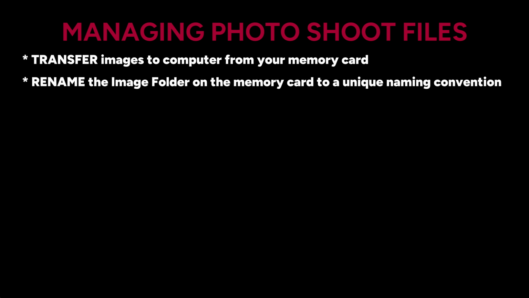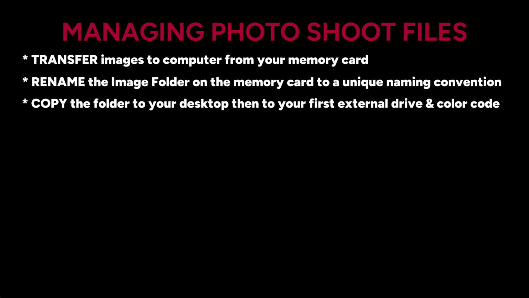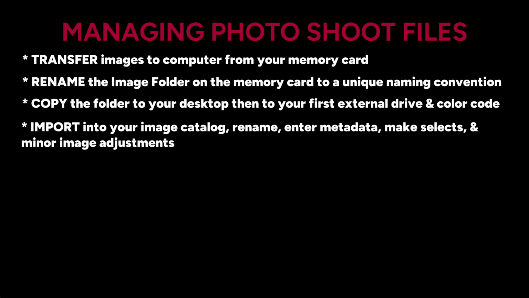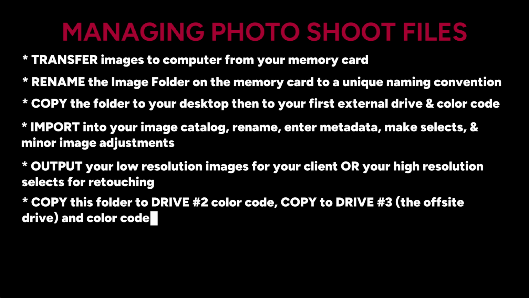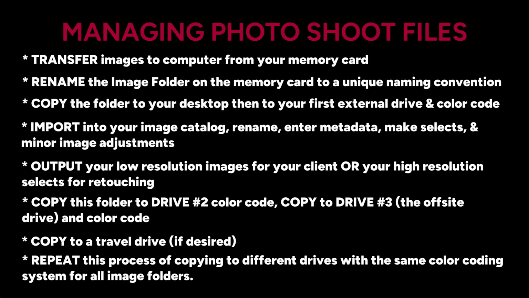Let's do a quick review of everything we talked about in this video. First, you're going to transfer your images to your computer, rename the image folder on the memory card, then copy that folder to your desktop, import your images into your catalog, output your low resolution images for your client or your high resolution images for retouching. Copy this folder to drive number 2, copy then to drive number 3, and once again, color code your folder. Copy to a travel drive, and then repeat this process of copying to different drives with the same color coding system for all image folders.